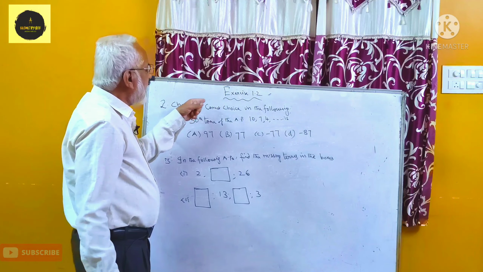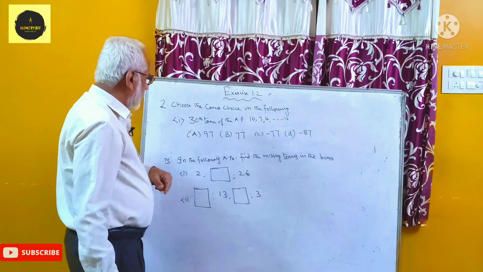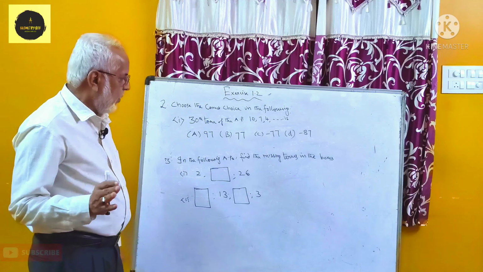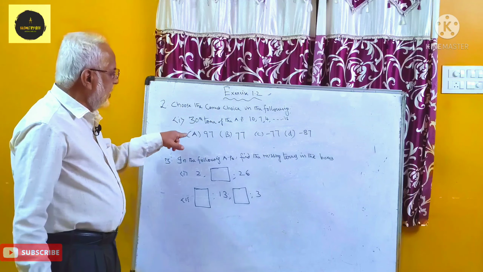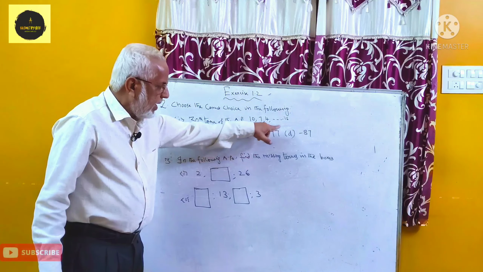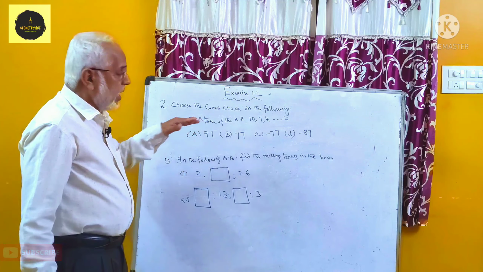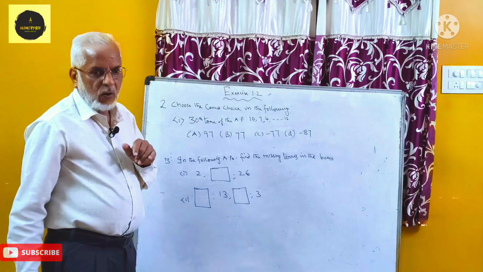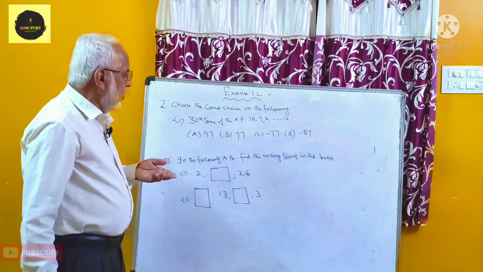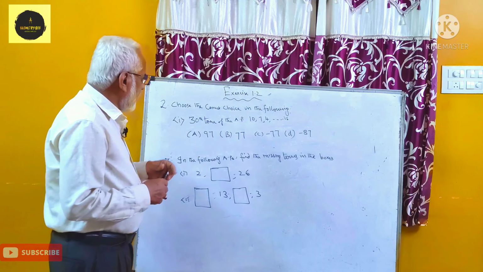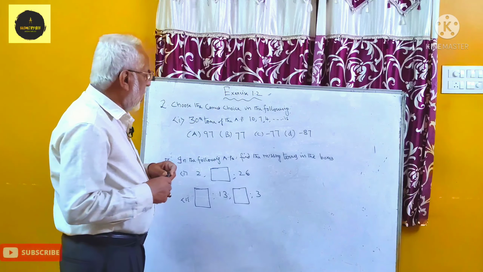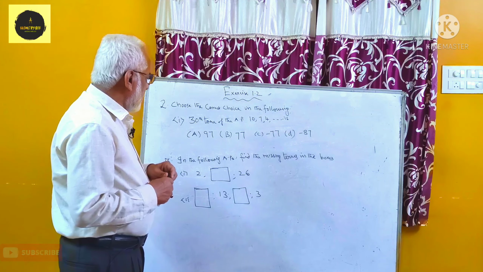Exercise number 1.2, choose the correct choice in the following. Number 1, 30th term of an AP 10, 7, 4 and dash, options: A 97, B 77, C minus 77, D minus 87. So they have given 4 options. Out of 4 options, 1 is the correct answer, the rest are incorrect. So first of all, before choosing, we have to do the working column with regard to this and choose the correct answer.